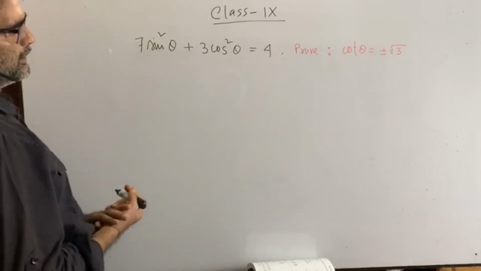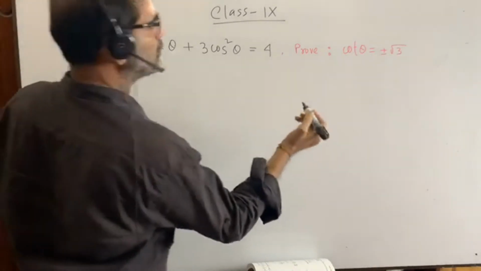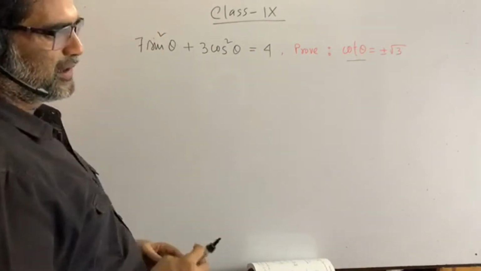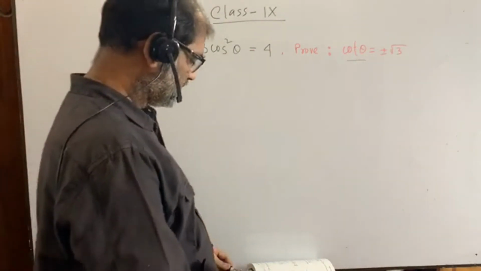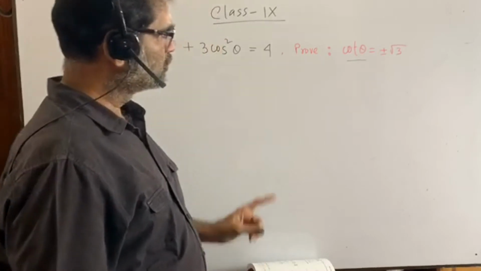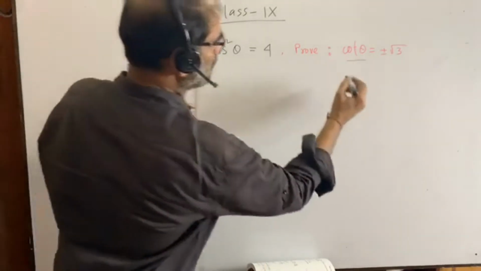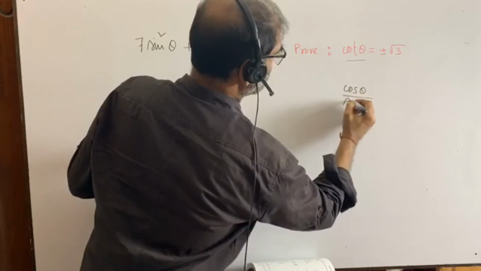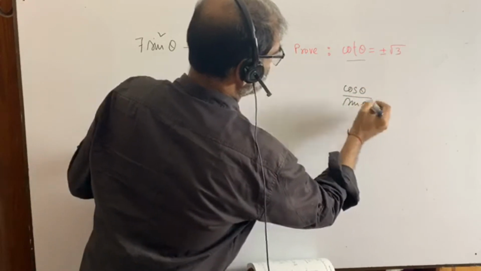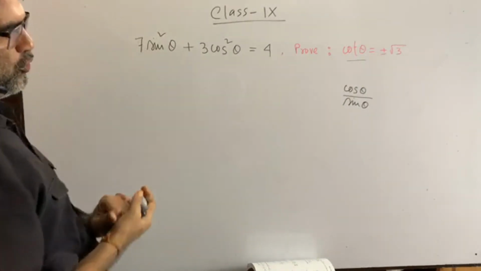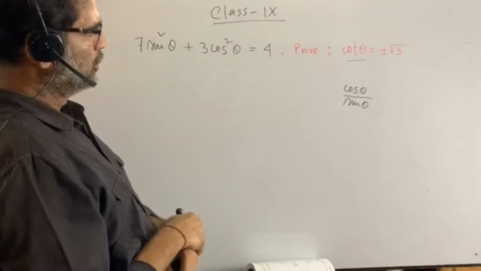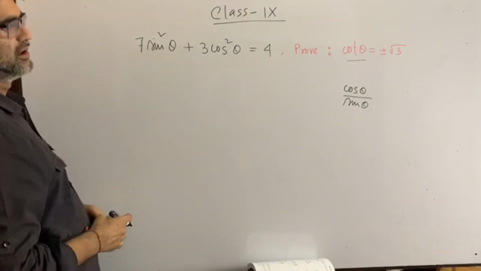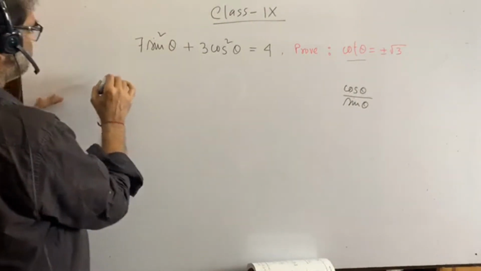So what is cot theta? You know what is cot theta? Cot theta is cosine by sine, right? So what should we do? We know cot theta equals cosine theta by sine theta, right? We know this. So what is our first duty? We have to divide all by sine square theta.